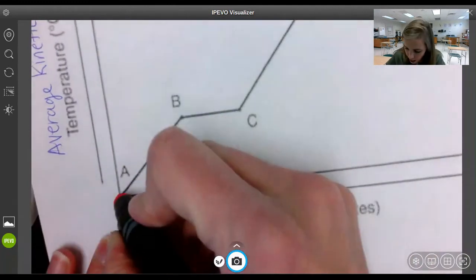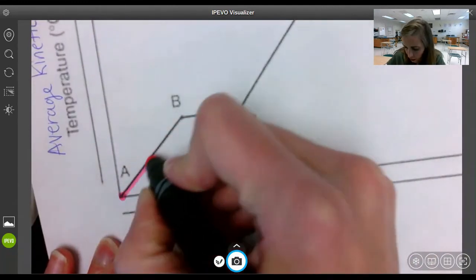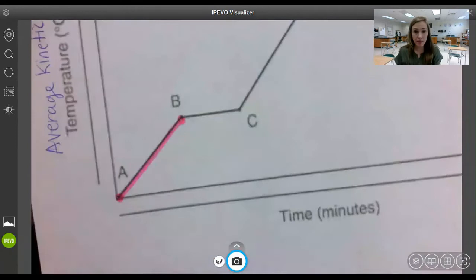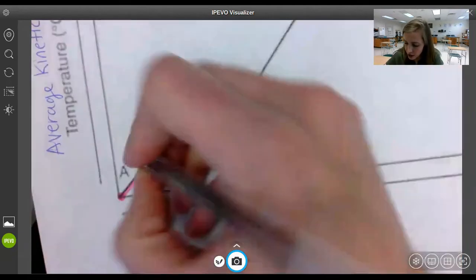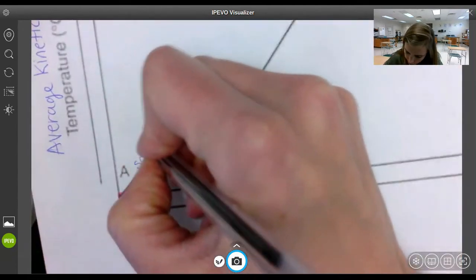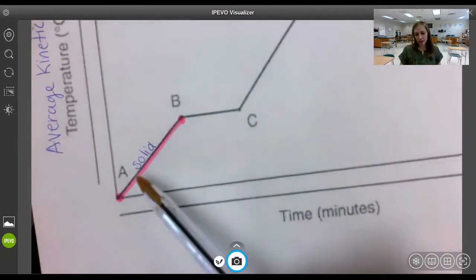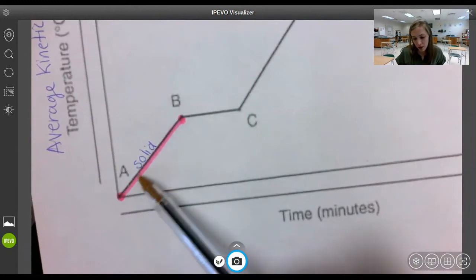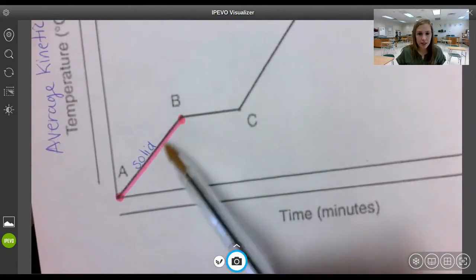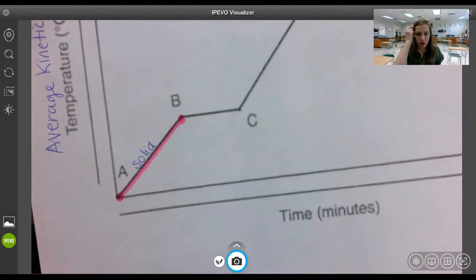So my first line segment is going to start at A, and I'm looking at it going to point B. Because we're looking at all three phase changes in this particular heating curve, this is going to be representing our solid. So in this part here, we're simply just heating up the solid. It's staying a solid the whole way through. So there's only that one phase present.